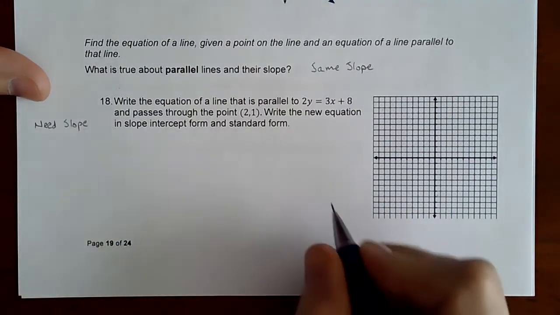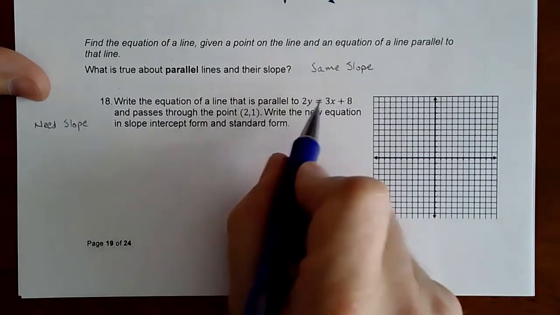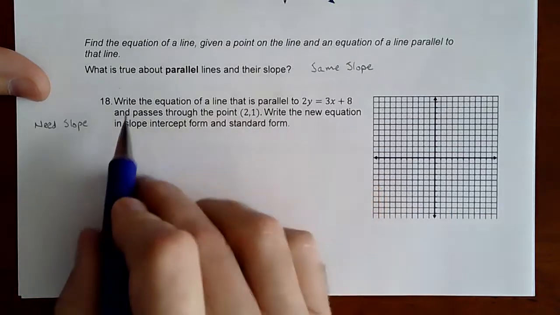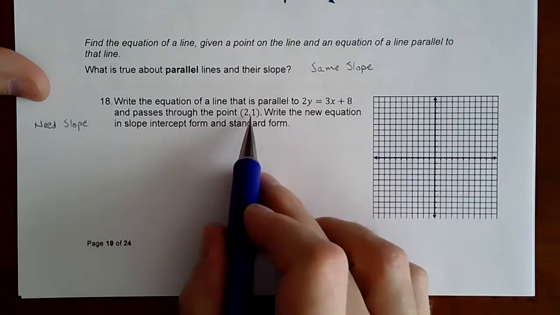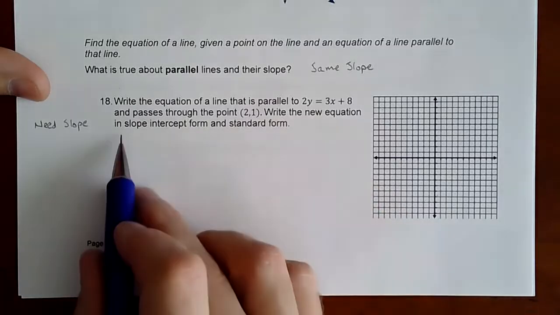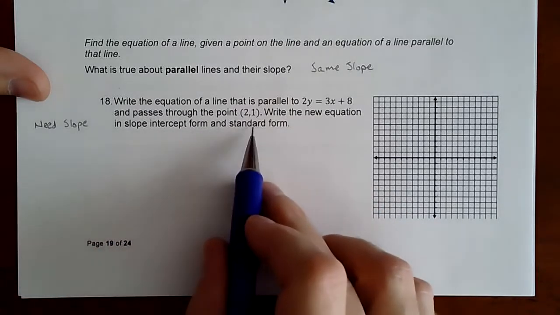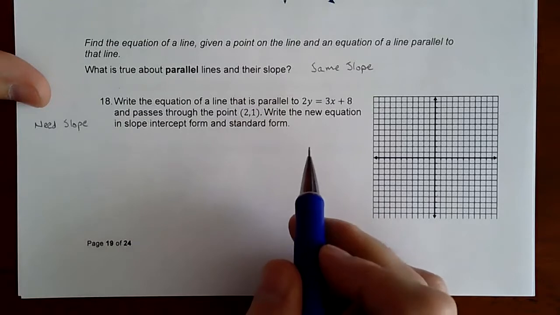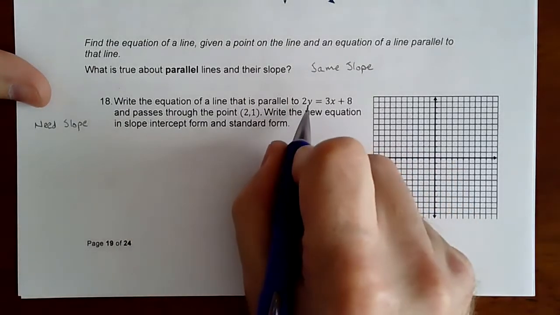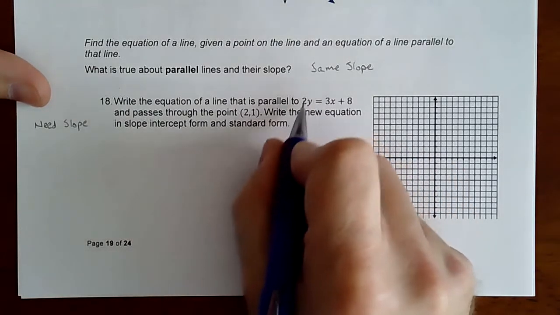The equation we're about to create needs to be parallel to this line. So it says, the equation of a line that is parallel to this, and it's going to pass through that particular point. And then write the new equation in slope-intercept form and standard form. Okay, so that's an extra step to this. So first thing is, let's create this equation. We need the slope out of this.